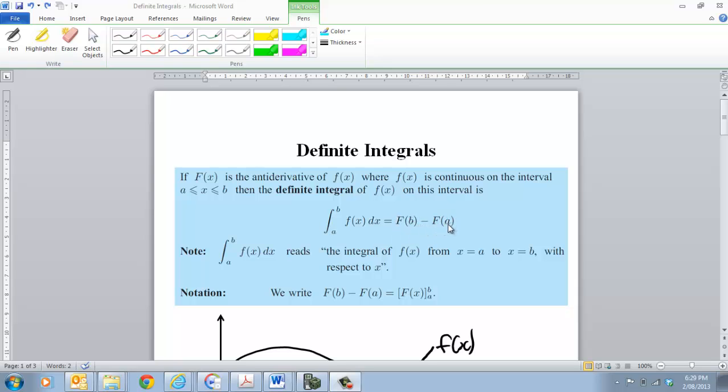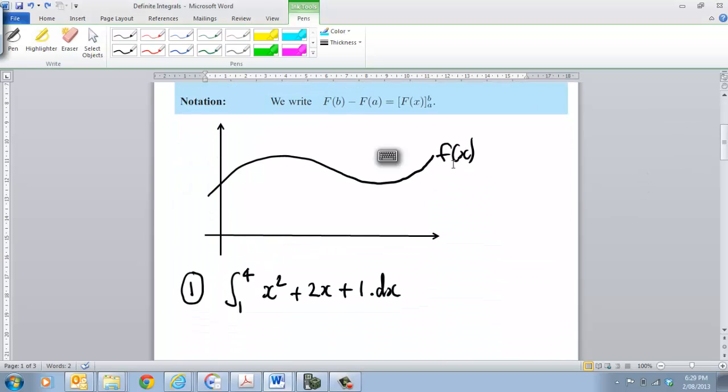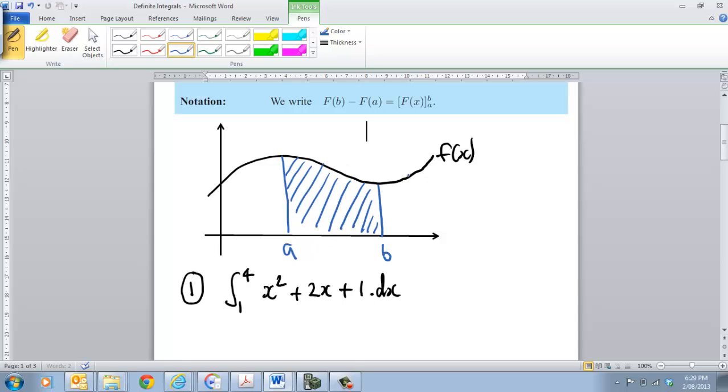Alright, so probably it's easier to see if we do this graphically. So if I've got a function, and this has been our f of x on our particular integral, if we're going from a to b, then what we're looking at is this area here. So we're actually finding that area bound by the function f of x and the x-axis.